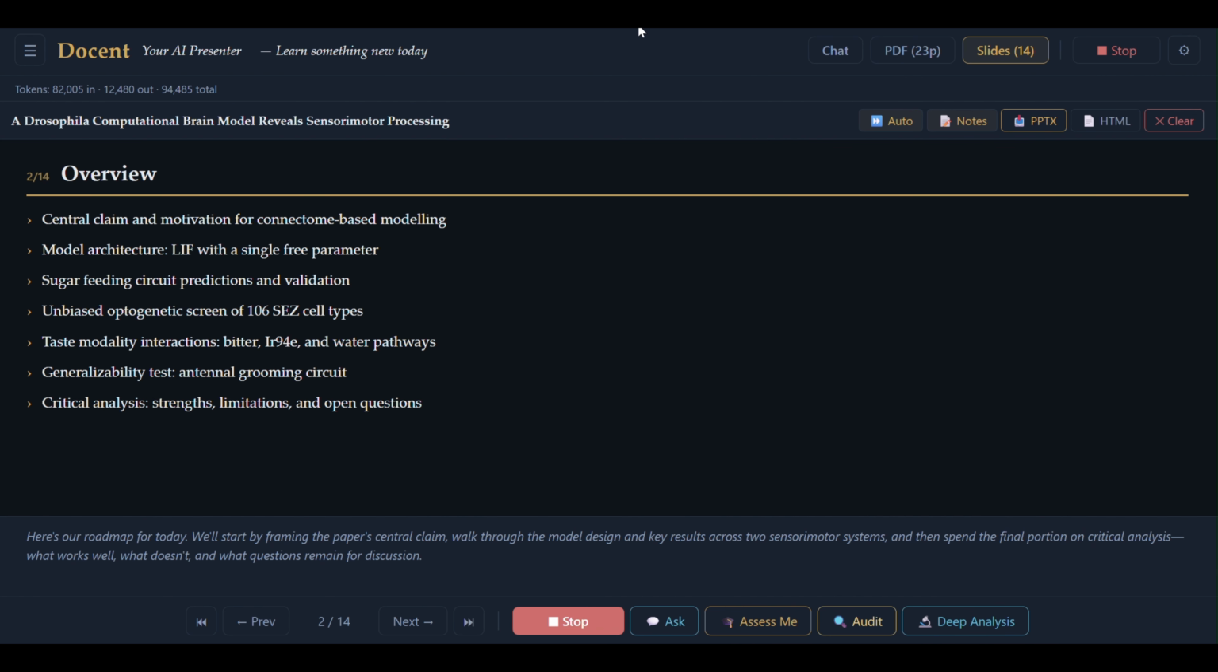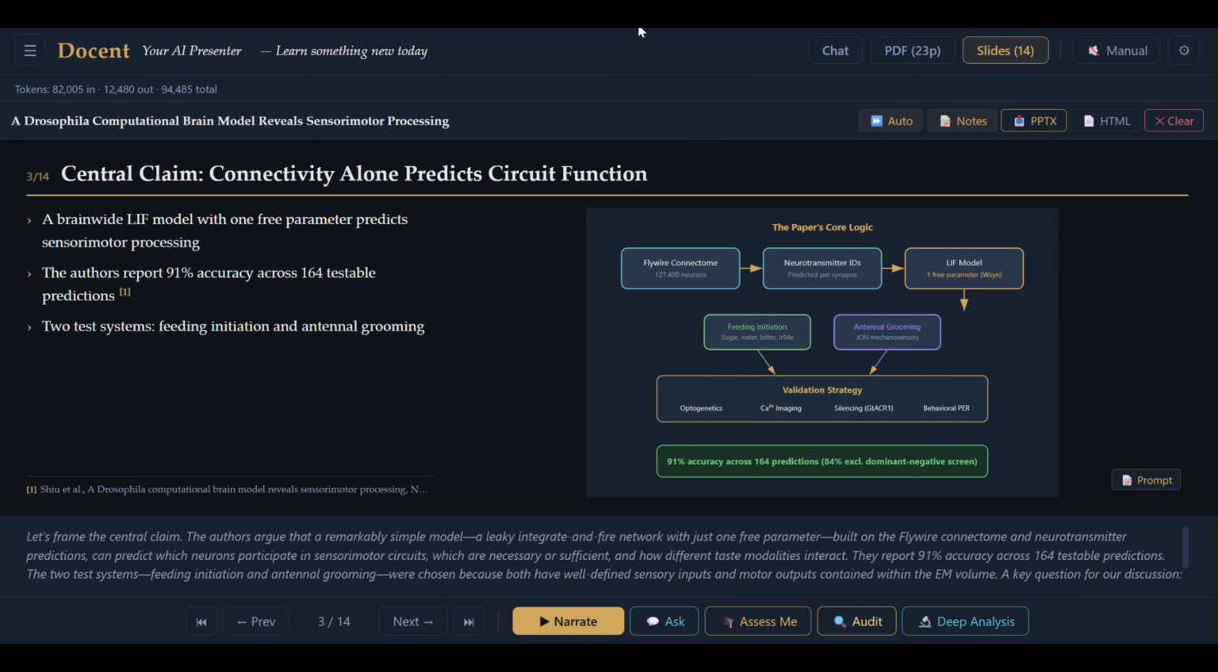Here's our roadmap for today. We'll start by framing the paper's central claim, walk through the model design and key results across two sensory motor systems, and then spend the final portion on critical analysis, what works well, what doesn't, and what questions remain for discussion. Let's frame the central claim.